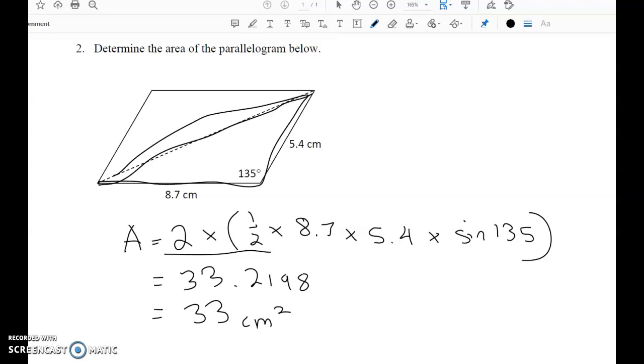That's some basic examples of how to use this rule. Good luck with your exercises.